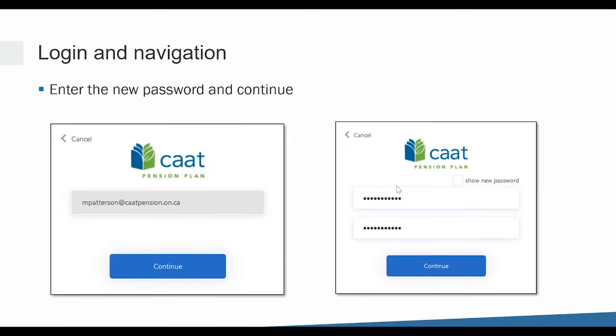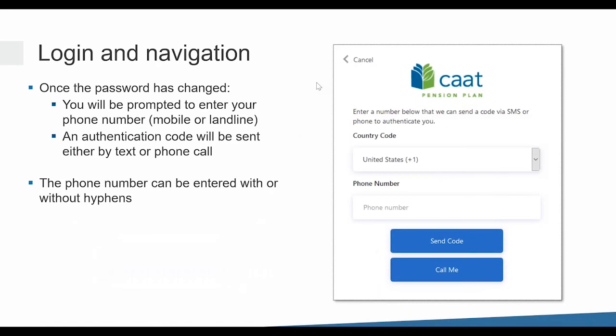After you've logged in with your temporary password, you'll be prompted to change your password. Enter your new permanent password and confirm the password, then click on Continue. Each time you log into the portal, we will send you a code that will allow us to authenticate you. You have the option to receive this code via text message or to receive a phone call with the verification code.